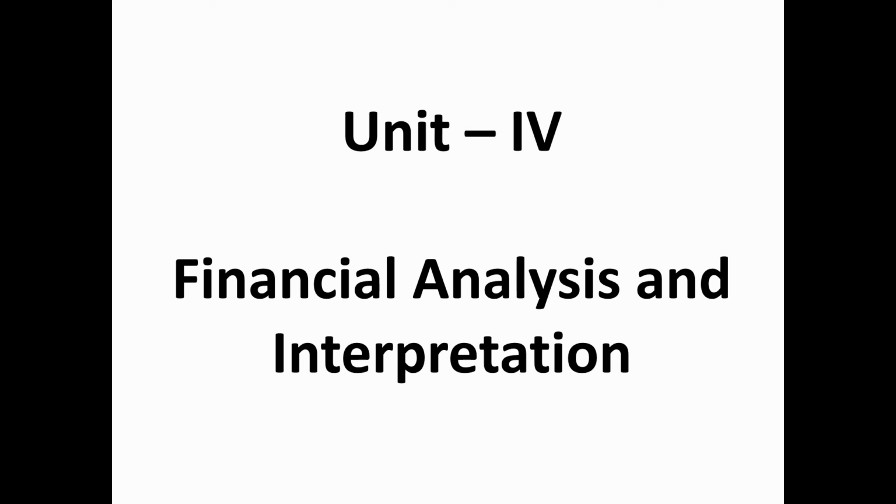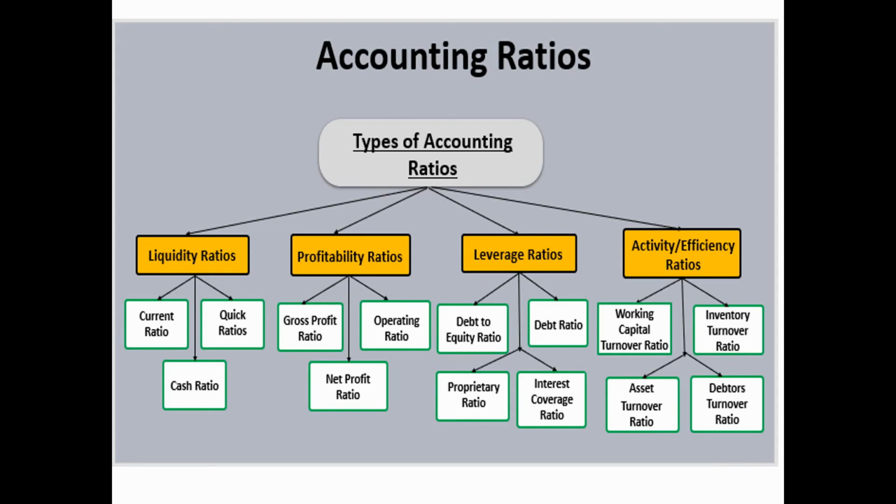Out of all these things, here I am going to discuss one of the important tools or techniques used for evaluating company performance, that is accounting ratios. As we know, the meaning of a ratio is nothing but the relationship between two financial variables. These ratios are majorly classified into four types: liquidity ratios, profitability ratios, leverage ratios, and activity ratios.